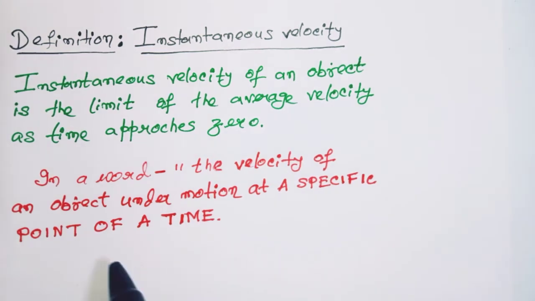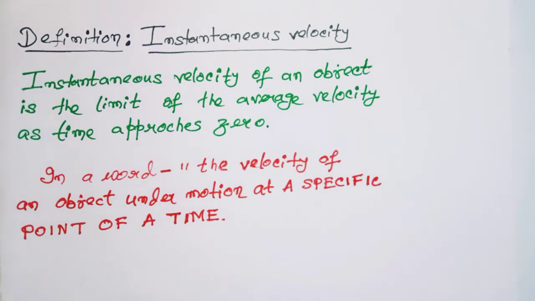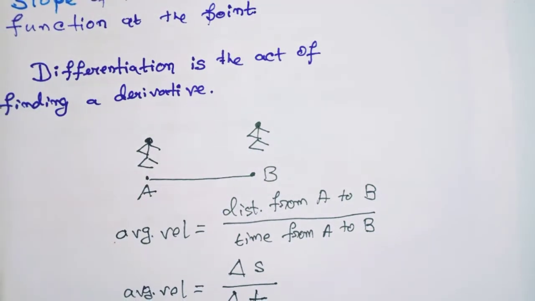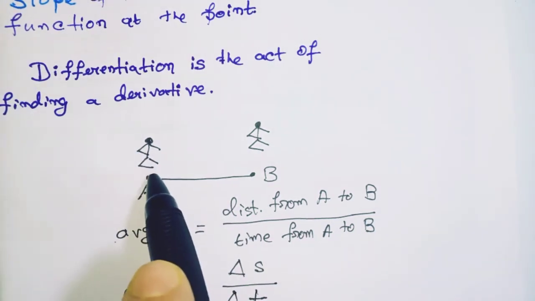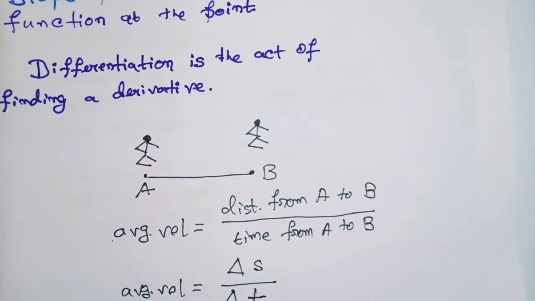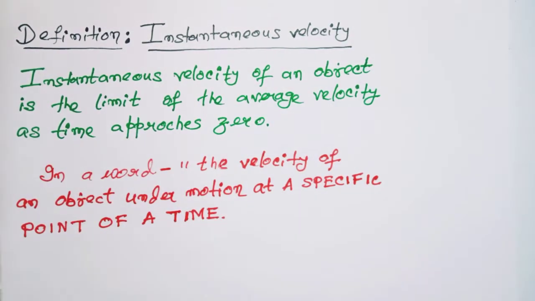So it is the velocity of an object under motion at a specific time. This is not a specific time. If you go to the previous one, this is not a specific time. This is through a duration, say t0, 1, 2, 3, 4, 5. So it is with a duration, the average velocity. But instantaneous tells that it is at a particular point of time.